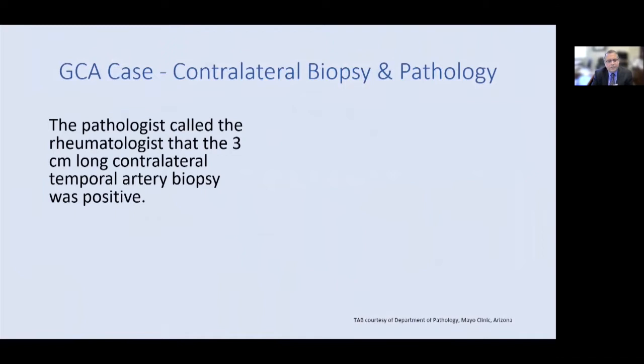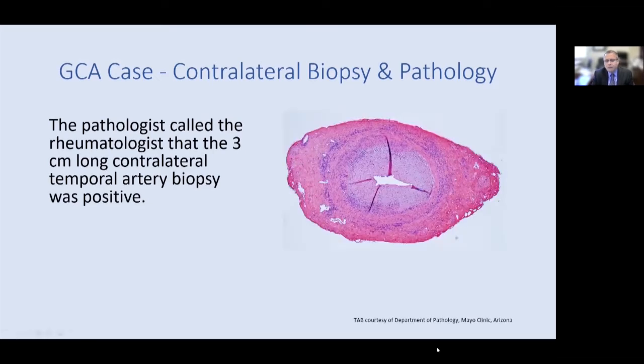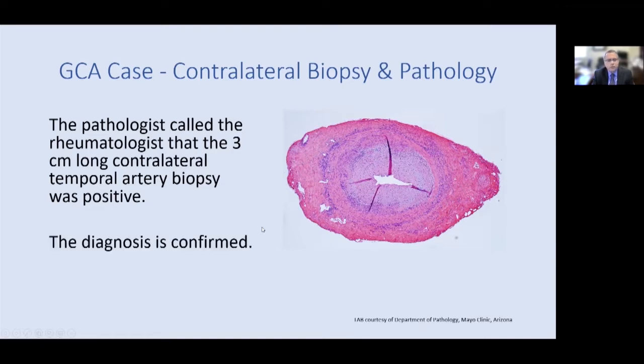So in this case, the patient had the first biopsy that was small and was negative. So you proceeded with the contralateral side, going to the other side of the temple to get the biopsy. And then the pathologist lets you know that the temporal artery this time was 3 centimeters long, and it was positive. Positive meaning that the pathology showed all the nice characteristic findings of cells, some giant cells that is hard to depict here, kind of disruption of the elastic lamina, but more importantly, you can see that the lumen of the artery is basically blocked. It's kind of filled with this fibrotic tissue. So now the diagnosis is confirmed.